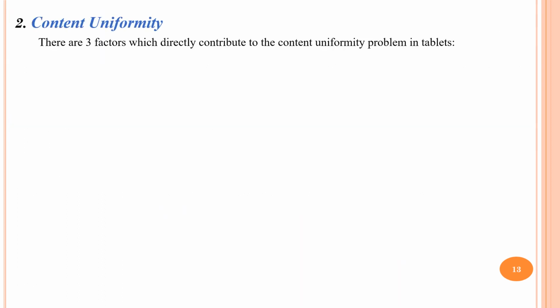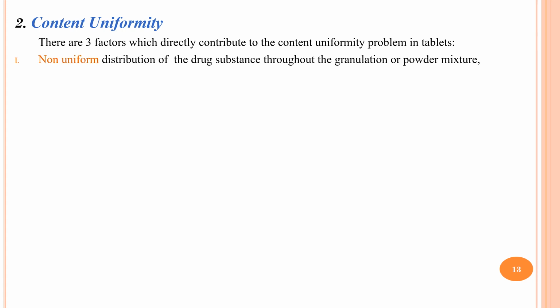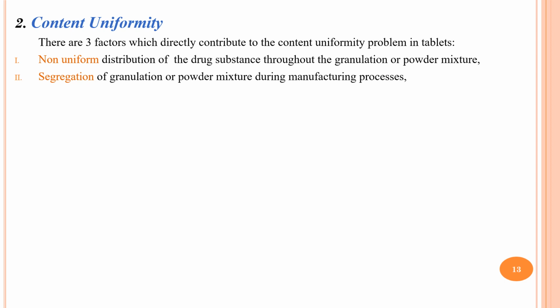In content uniformity, there are 3 main factors which directly contribute to the problem listed above. First one, non-uniform distribution of the drug substance throughout the granulation or powder mix. Segregation of granulation or powder mixture during manufacturing processes. And lastly, the tablet weight variation.